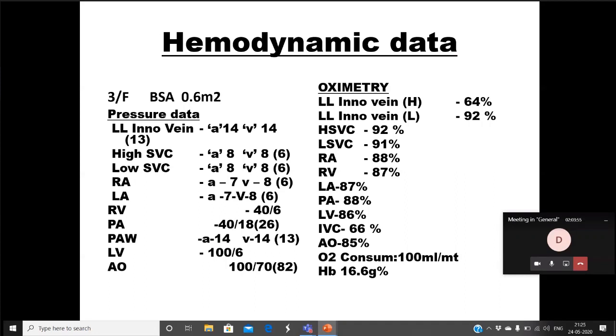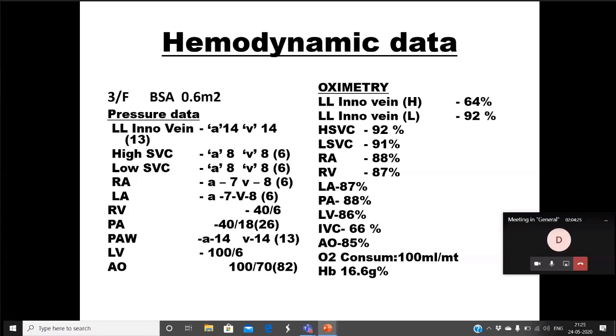I'm suspecting an obstruction at the left innominate vein, sir. Okay. And RA and LA pressures are equal. That is a non-restrictive ASD. Okay. And RV pressures are elevated with elevation in PA pressures also. Can be a supracardiac TAPVC. But oximetry data we'll have to see.